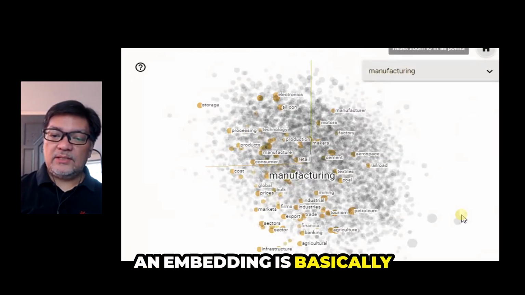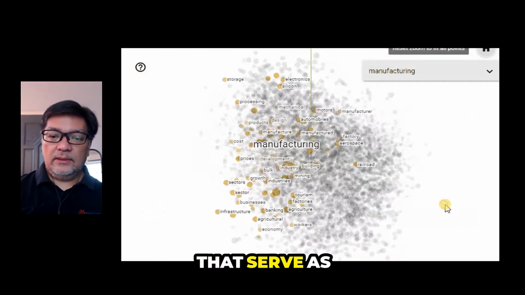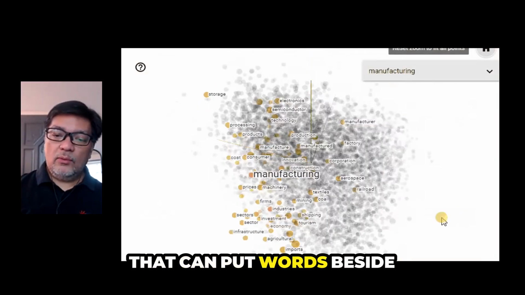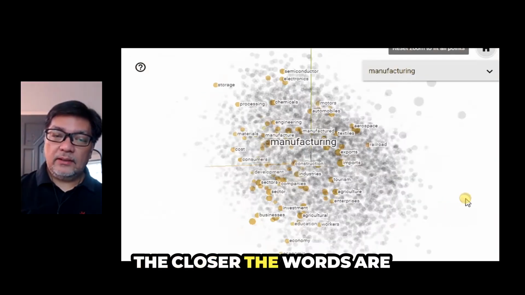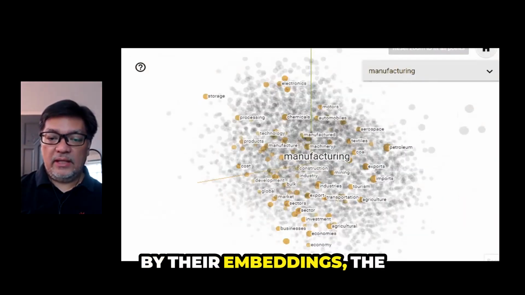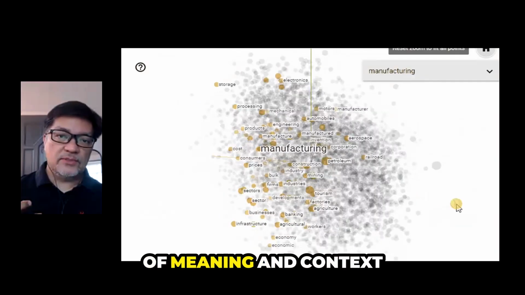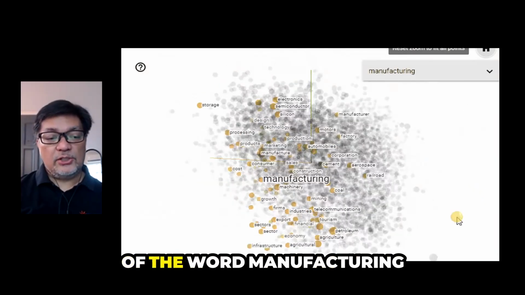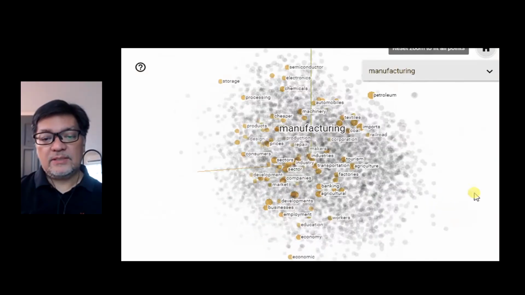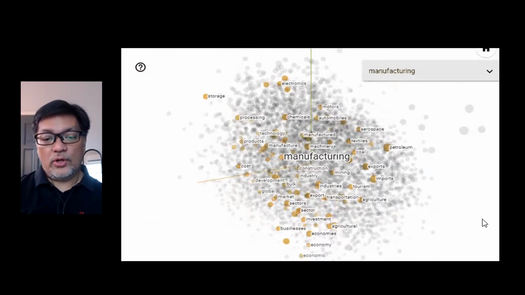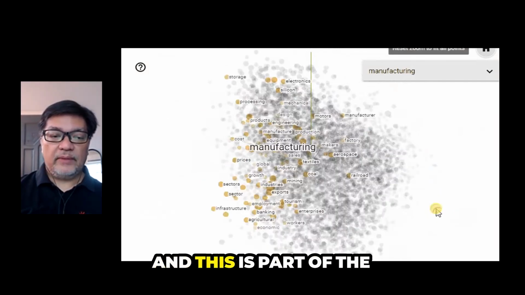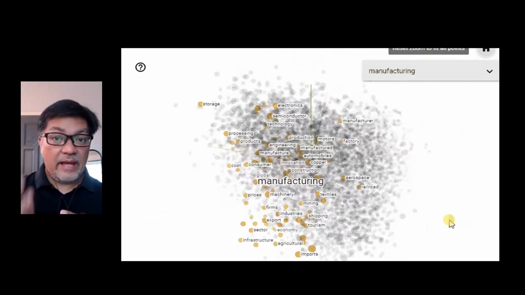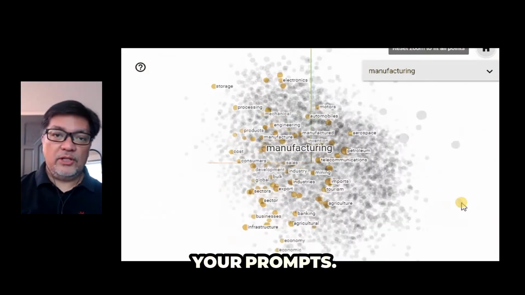An embedding is basically a string of numbers that serve as coordinates in a map that can put words beside each other. The closer the words are by their embeddings, the more similar in terms of meaning and context they are. So this visualization of the word manufacturing in an embedding space shows you the related words to manufacturing. And this is part of the building block of how models understand meaning that you put in your prompts.